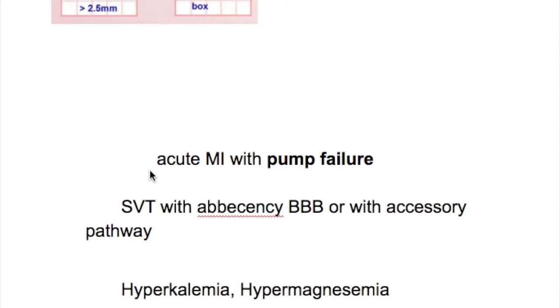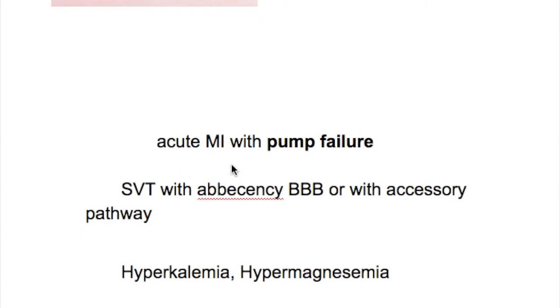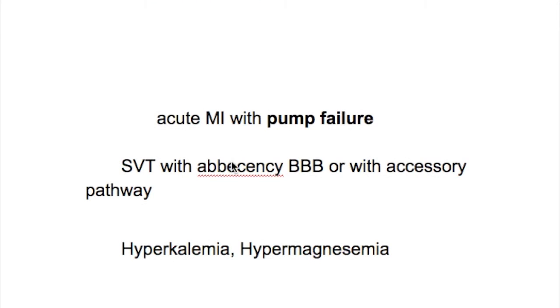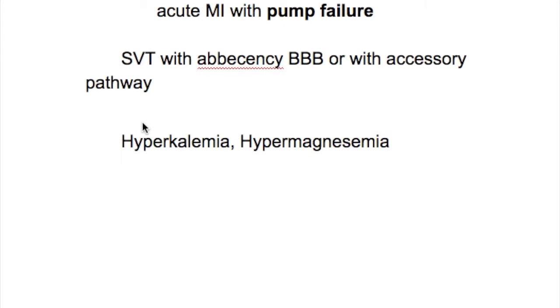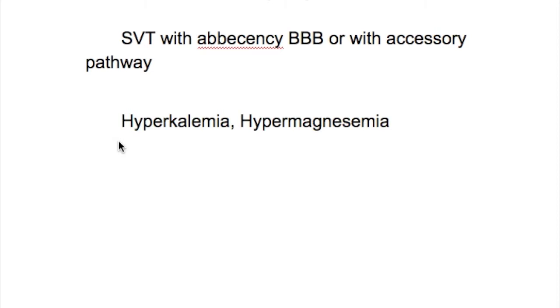The next cause of wide QRS is acute myocardial infarction with pump failure. See, this is the difference: in acute myocardial infarction with myocardial rupture there was a narrow QRS, but here in acute MI with pump failure it causes wide QRS complex. So the rupture causes narrow QRS, and pump failure causes wide QRS complexes. The supraventricular tachycardia with aberrancy, with bundle branch block or with accessory pathways also cause wide QRS complex.